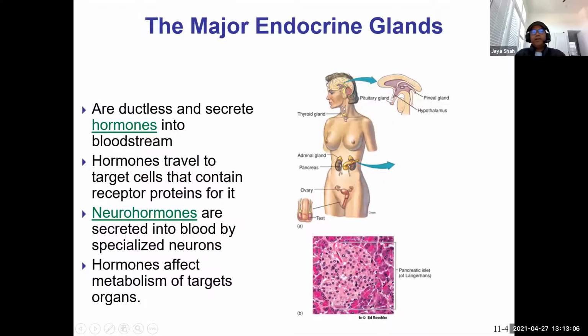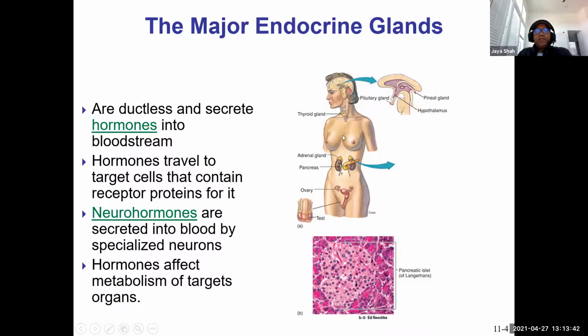Okay, so major endocrine glands in the body. In the head region, you have the hypothalamus, the master of the master gland in the body. The hypothalamus is controlling the pituitary gland, which is the master gland of the body. Posterior to the epithalamus, we have the pineal gland, that is in the head. Then in the neck, you have the thyroid gland.